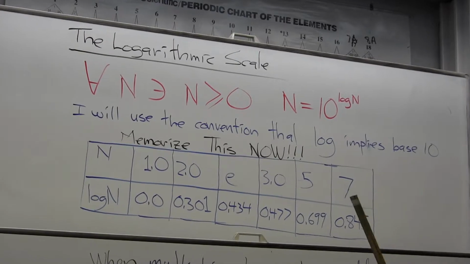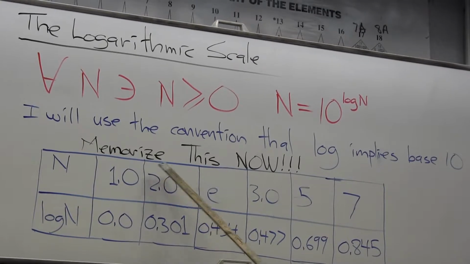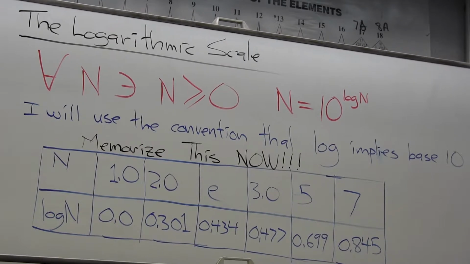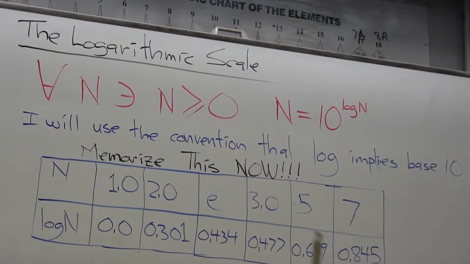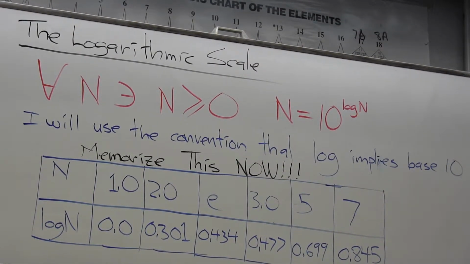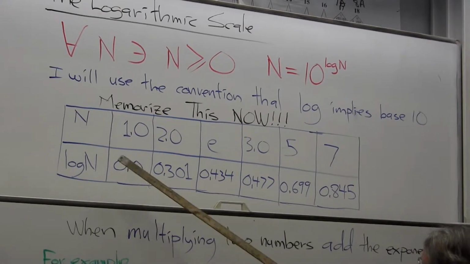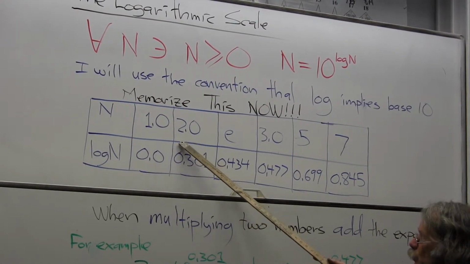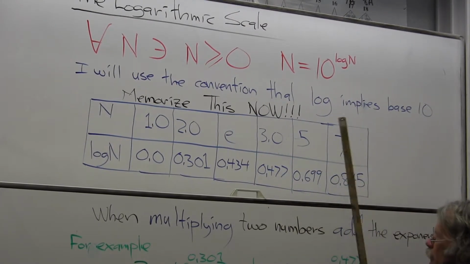So what you're going to need to do right now is memorize this table: the first 5 prime numbers and e. We need to know the logs of those numbers, and that will enable us to do everything we're going to have to do. And so, for example, if n is equal to 1, 2, e, 3, 5, and 7.